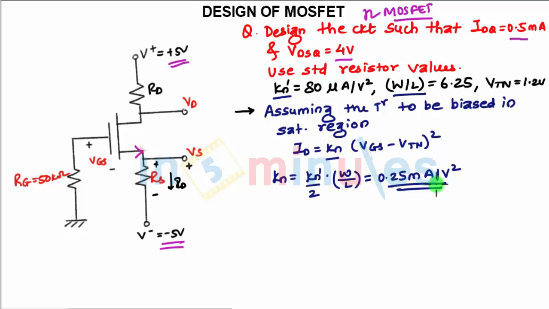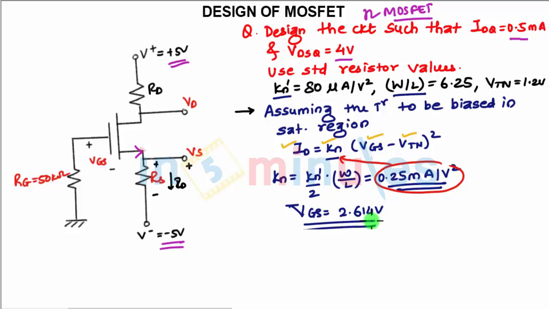Once you know Kn, we can substitute the value of Kn that we have got in this equation. What we need to find in this: ID is given in the question, VTN is given in the question, Kn we have found, so we can find VGS. Substituting the values in the above equation, you should get VGS as 2.614 volts.